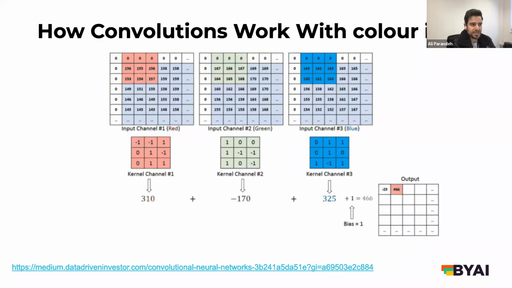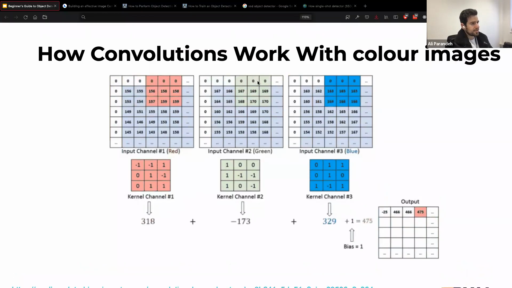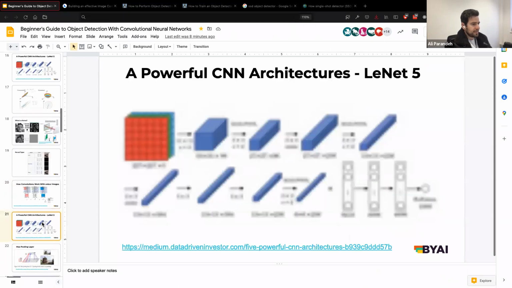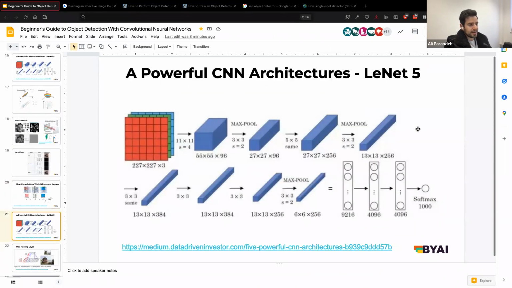And this is how it works with color images. With color images, you have a bunch of kernels that pass through each color channel, and each kernel is for each channel. Then at the end, the outputs are merged together. That's how over time you can construct these neural networks, these CNN architectures.